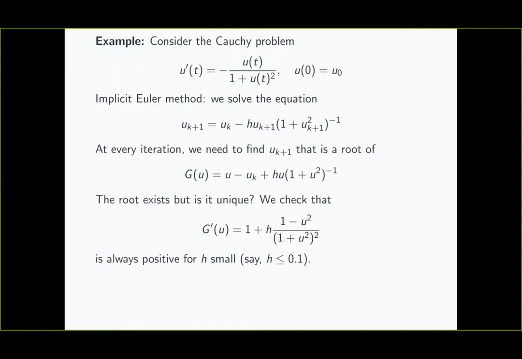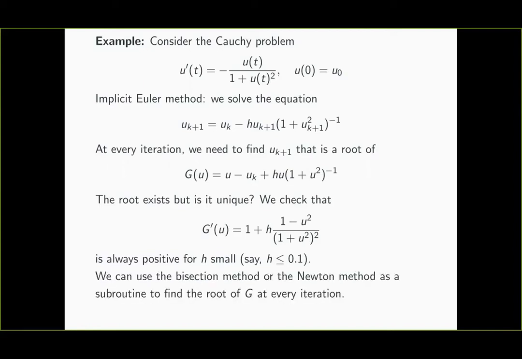For some very small step size h, for example, h at most 1 over 10, we can actually check that g prime of u is always positive. So for step size small enough, the derivative of g is always positive, so the function g is steadily increasing, and so the root of that function, which we know exists, must indeed be the only root of that function. If the function g assumes the value 0 at some point, then the positive derivative forces it to grow further without ever assuming 0 again.